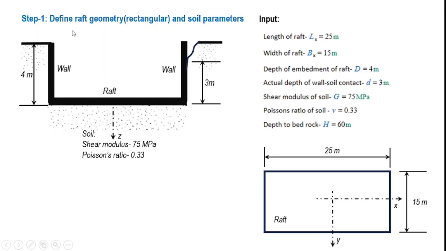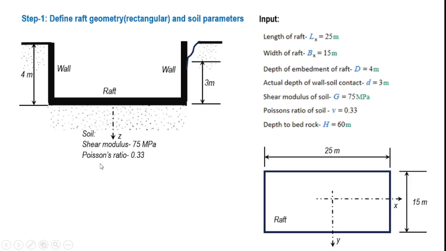In step one, we have to define the raft geometry as well as the soil parameters. As you can see, here is shown a rectangular raft, and we will consider the length of the raft as 25 meters and its width is 15 meters. Here is the cross section of the raft wall assembly. The depth of embedment is 4 meters, and the engineer has considered a contact length of 3 meters between the side wall as well as the soil.